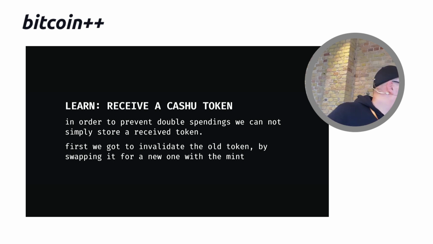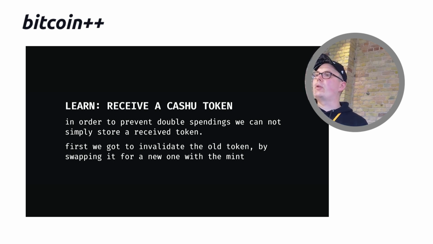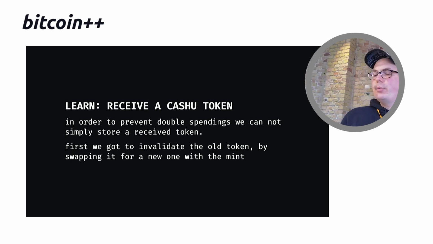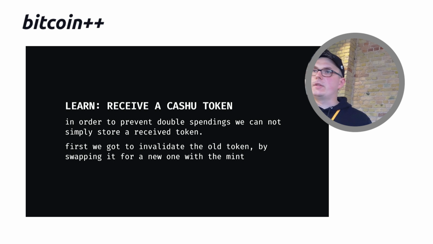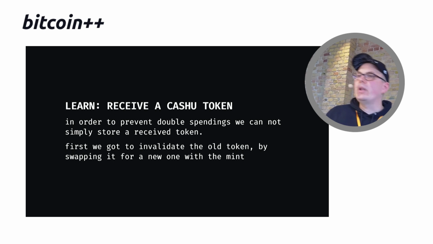Receiving sounds very simple as well, right? Someone hands you the code, now you have it. You have those proofs. As I said, the cashu token encodes the proofs, so as soon as you receive that string of text, you have the proof. The problem with cashu is the risk of double spending, because not only do you have that string of text, the sender also has it. So until you actually do something with it, you both have that token. So we can only assume something as received once we go back to the mint and invalidate the old token.